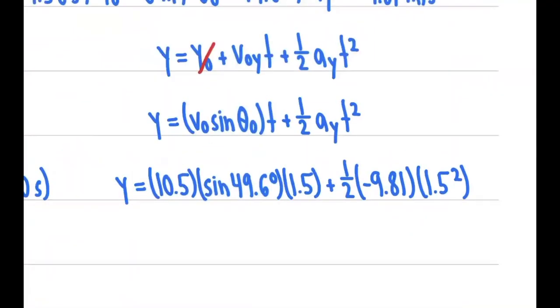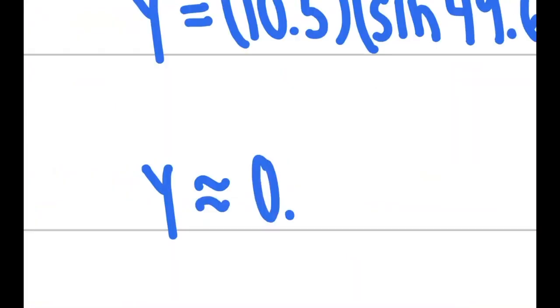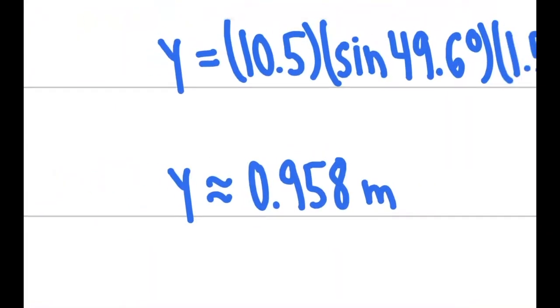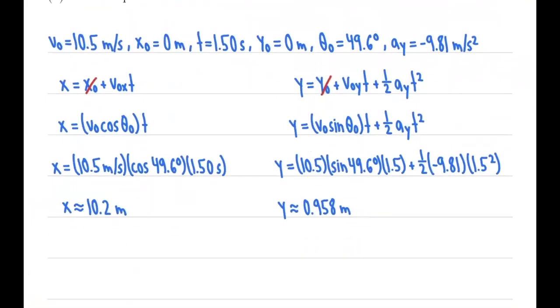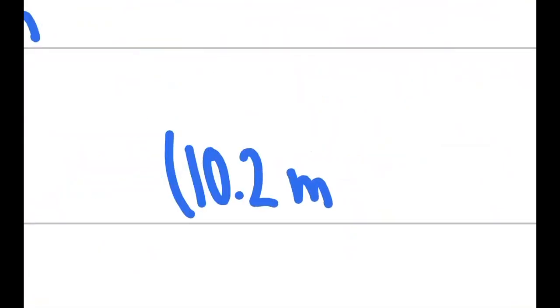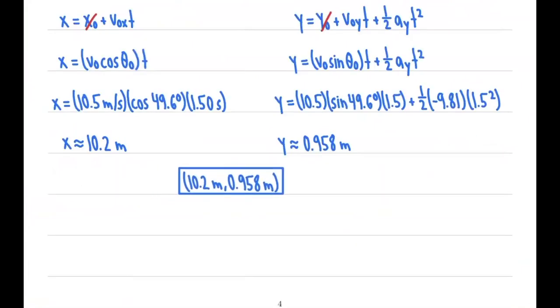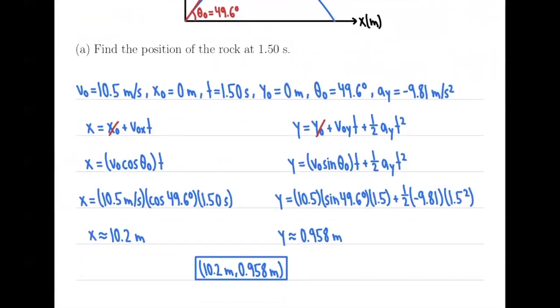So this is with everything plugged in, and if you put this in your calculator, you'll get y is about 0.958 meters. So the final answer for the position is going to be x comma y: 10.2 meters, comma, 0.958 meters. There you go. So that's going to be the position after 1.5 seconds.